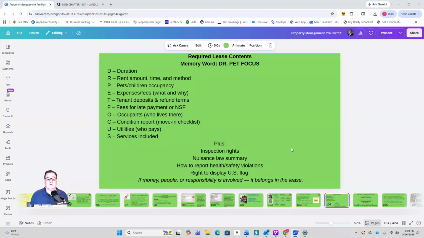C is the condition report, the property condition report, and the inventory of the personal property and the premises. U stands for utilities and who pays for what. And then S is what services are included. You want to also address inspection rights, the nuisance law summary in Nevada, how to report any health and safety violations, the right to display the U.S. flag, and if there's money, people, or responsibility involved, it belongs in the lease.